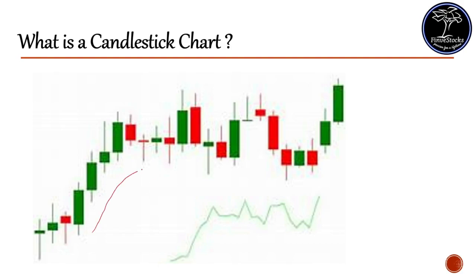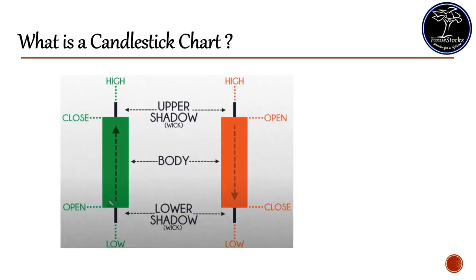Now let's see how to read a candle. As shown in the figure, candlestick can be green or red. Green candle is called bullish candle whereas red candle is called bearish candle. The open price, low price, high price and close price. When the close price is higher than the open price, it is called a bullish candle. The color of the candle will be green. Similarly, when the close price is less than the open price, it is red in color and is called a bearish candle.